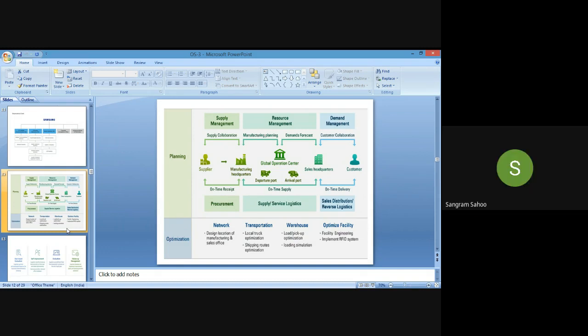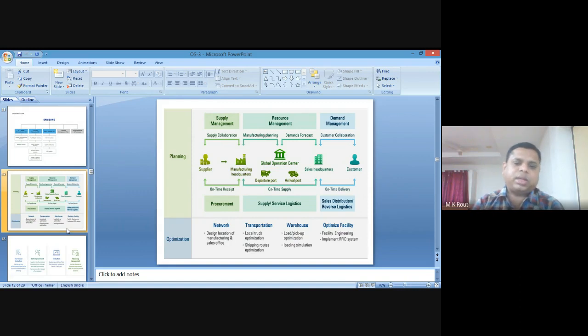Okay. The next part is warehouse. In case of warehouse, they can directly optimize load and pickup. In case of loading, they basically use software known as loading simulation software. And the next part is optimized facility. In case of optimized facility, they basically use facility engineering, in case of warehouse management.